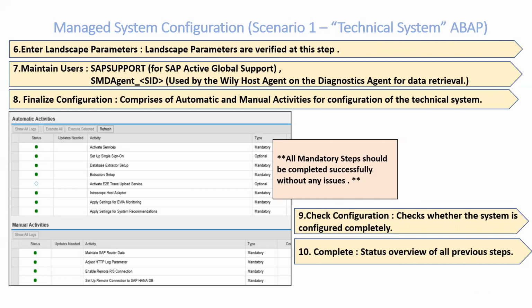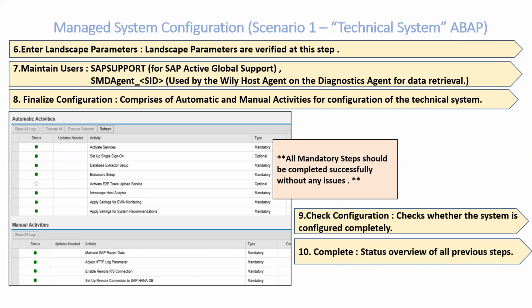Our next step is to enter landscape parameters. Landscape parameters are taken up from the LMDB itself. We need to check and verify them at this particular step. Next comes the maintenance of users. The SAP support user is used for SAP Active Global Support. The SMD agent_SID user is used by the Wily host agent on the diagnostic agent for ABAP systems, and this helps with data retrieval.